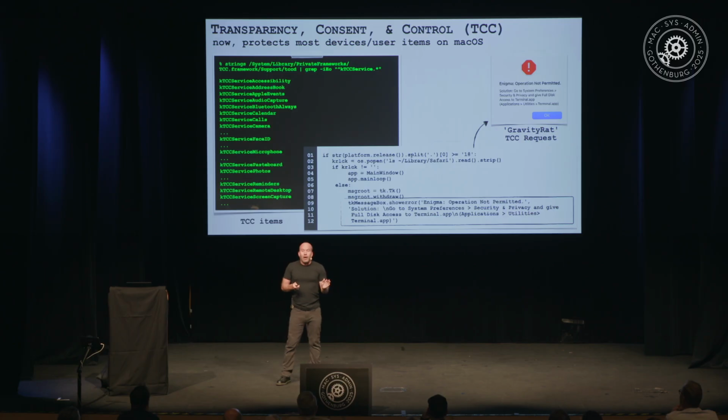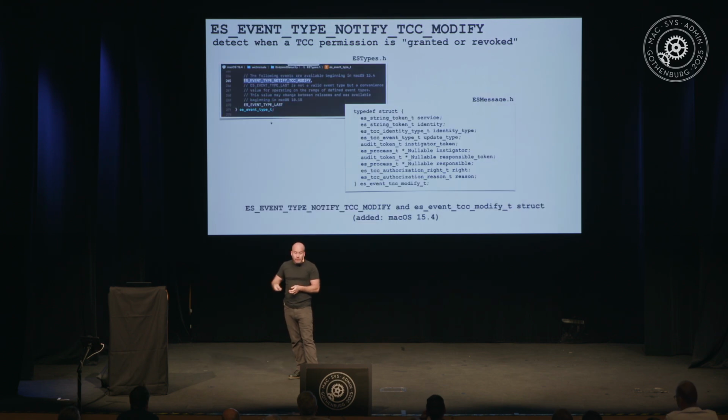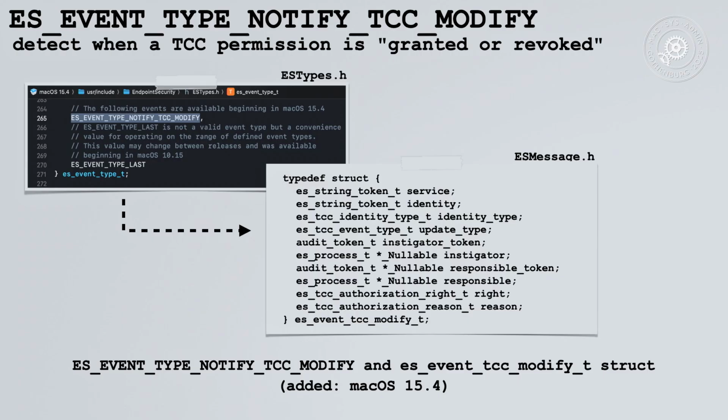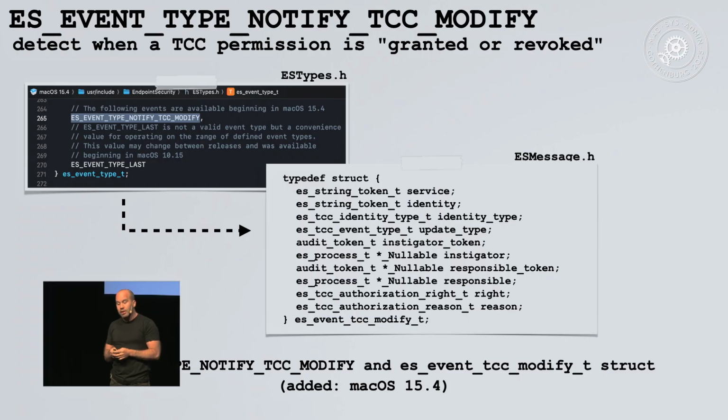On older versions of macOS, via Endpoint Security, we as third-party security tool developers had no insight into this user faux pas, which sucked. But as of macOS 15.4, Apple added a new endpoint security event, specifically the Notify TCC Modification event. And when this event fires, we get a huge structure that has all these types and members that weren't really documented, and I didn't know what they were.